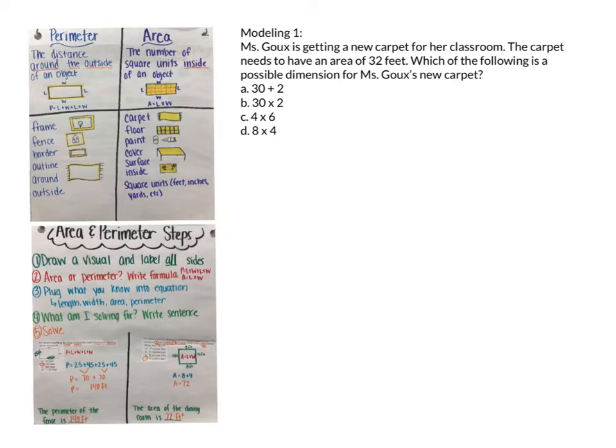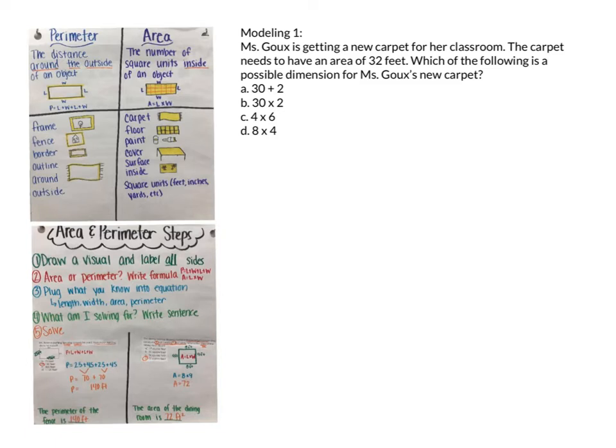Miss Gao is getting a new carpet for her classroom. The carpet needs to have an area of 32 feet. Which of the following is a possible dimension for Miss Gao's new carpet? The first thing we want to do is reread the problem, mark it up, picture it, visualize it, and really understand what's going on.